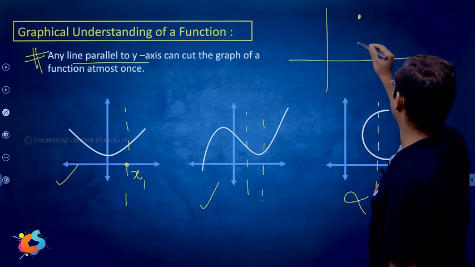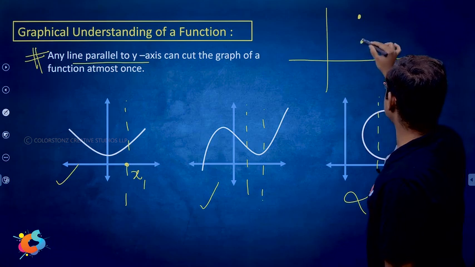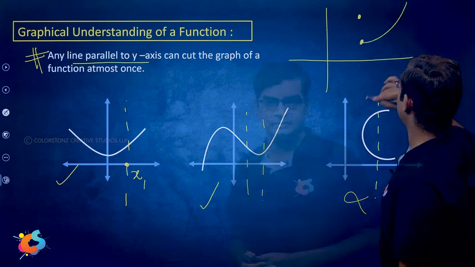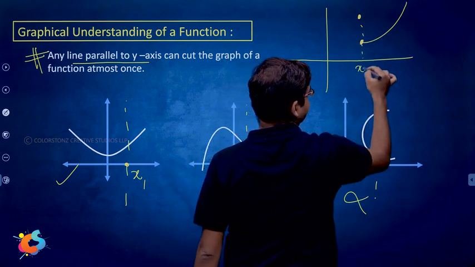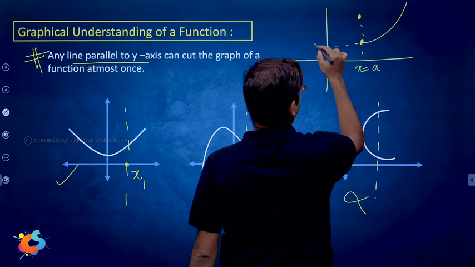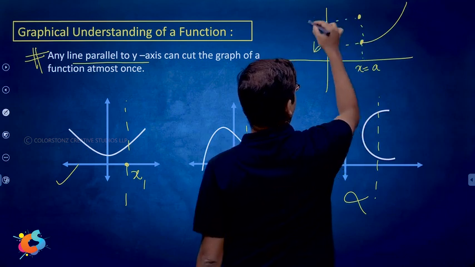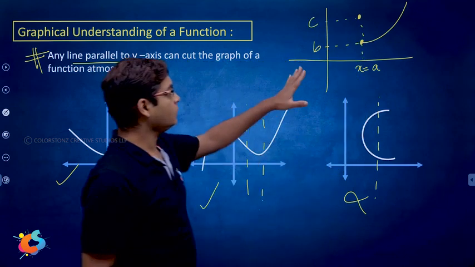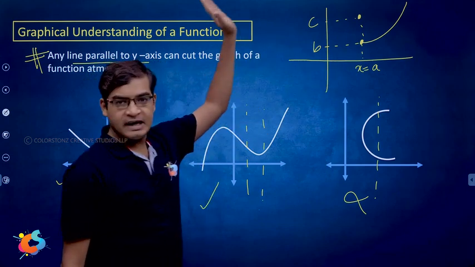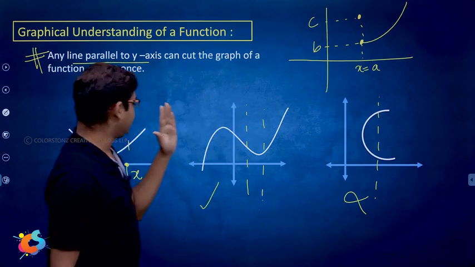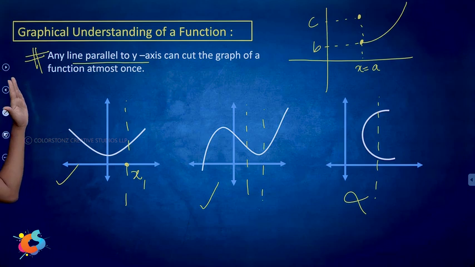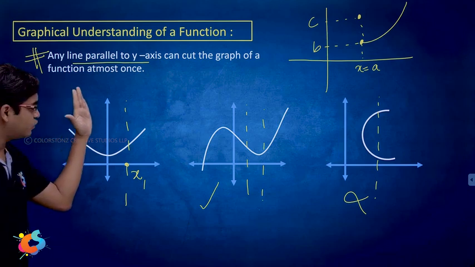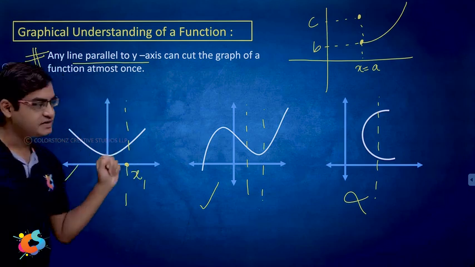Let us say we will take the graph like this, okay, like this. So at x is equal to a, this y-coordinate is b, this y-coordinate is c. Now, if you are taking a line parallel to the y-axis, come from the left side. Always do it like this, it will be easy. Come from the left side. Now, at the leftmost place, it is cutting only once, only once, only once. So therefore, this is a function.